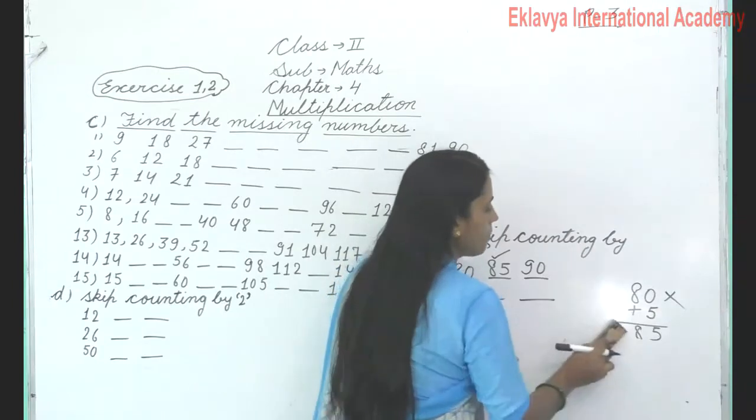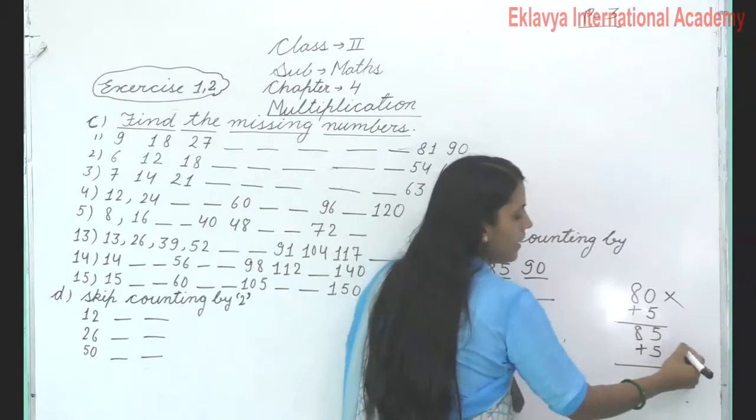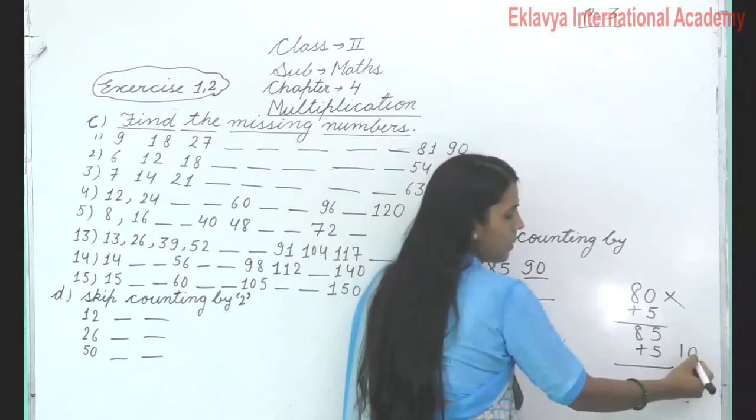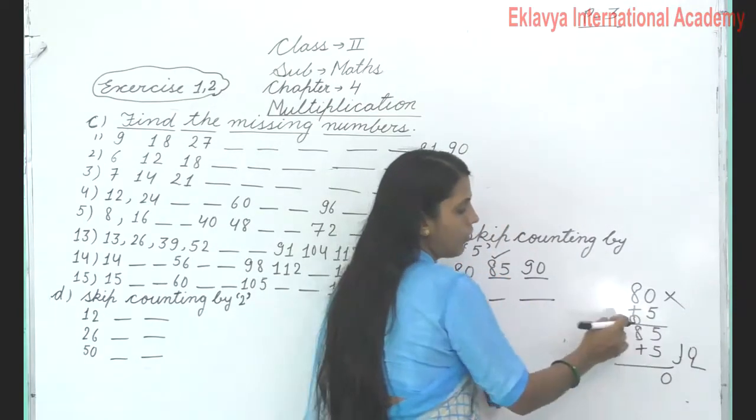We will do 5 add again. Okay, 5 and 5 is 10. 10 is a tens number, so the ones number we will put here and the tens number we will put on the upper side. Got it? And 8 and 1 is 9.